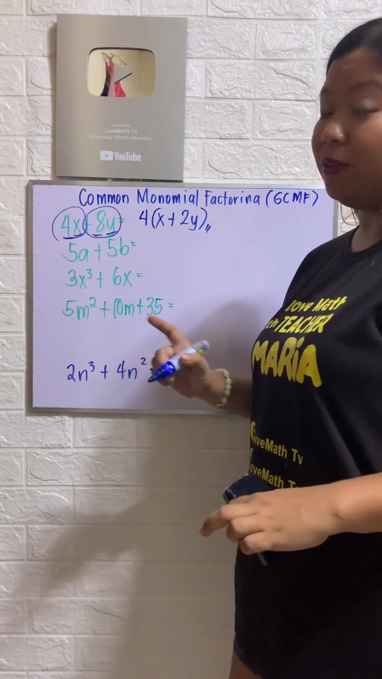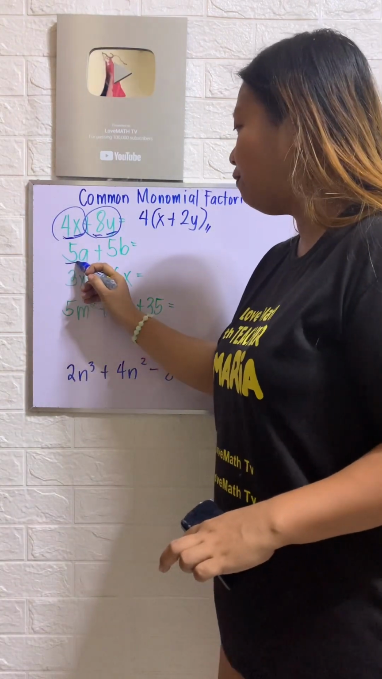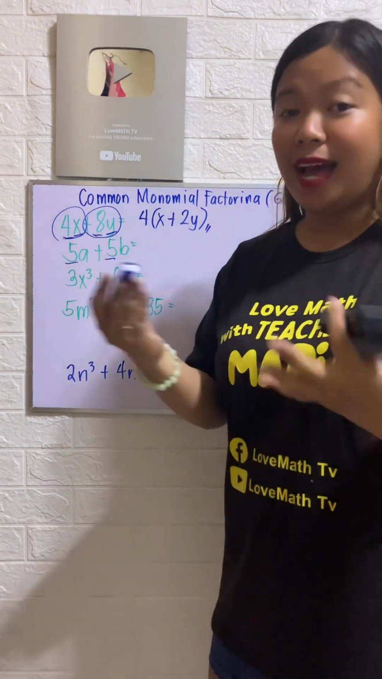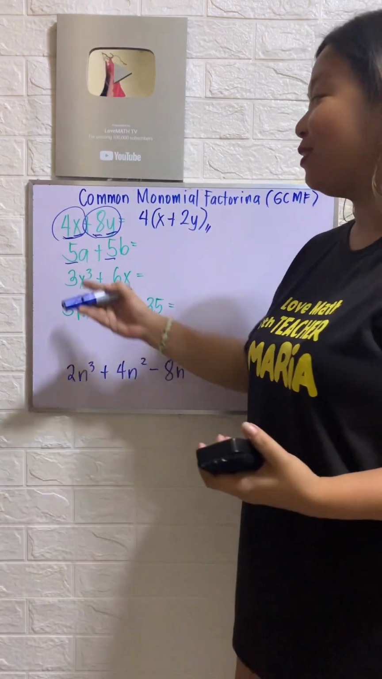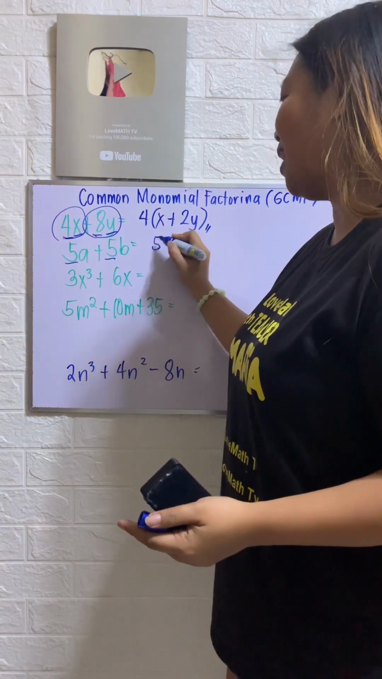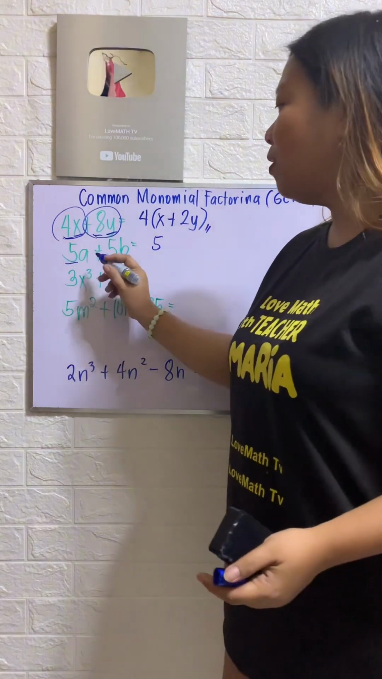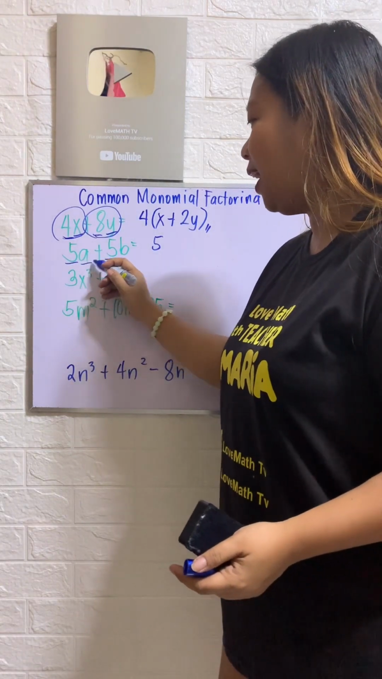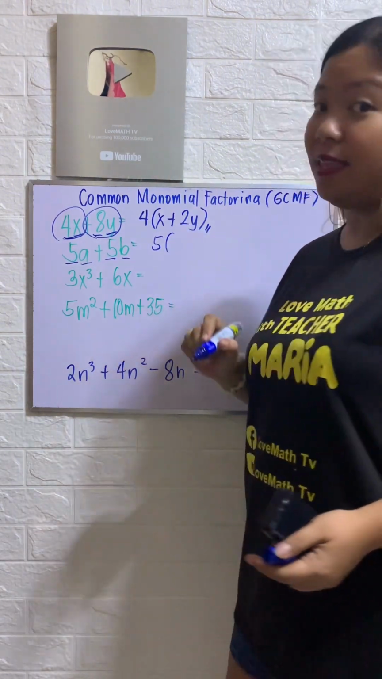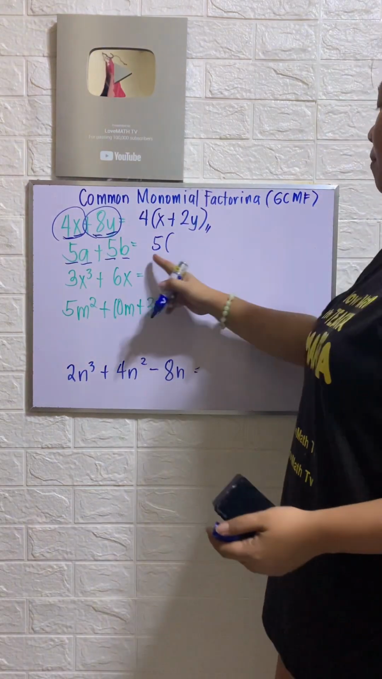Let's have here now, for number 2, 5a plus 5b. So, let's check the numerical coefficients. Meron tayong 5 and 5. Obviously, dahil pareho sila, the greatest common factor of 5 and 5 is 5 din. Kasi di ba 1 times 5 and 1 times 5 lang naman yan. So, we have a 5. Now, may common ba sa ating literal coefficient na a and b? Wala din. So, we're going to get the other factor by dividing each term with our GCMF na 5.